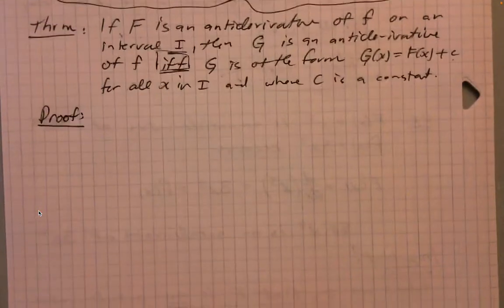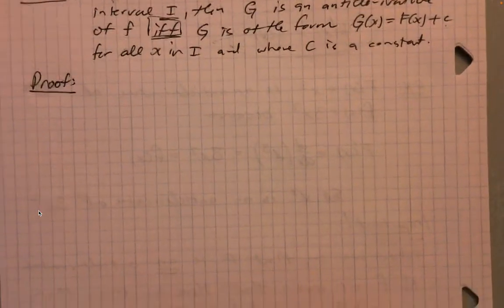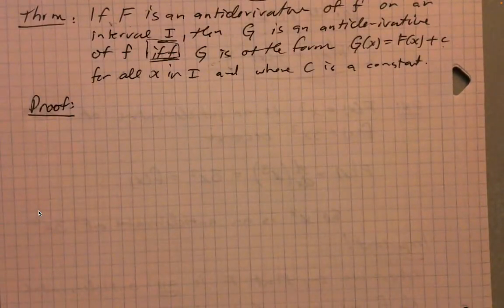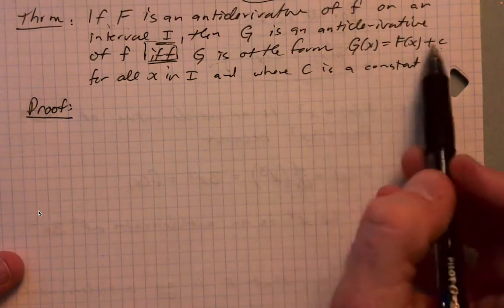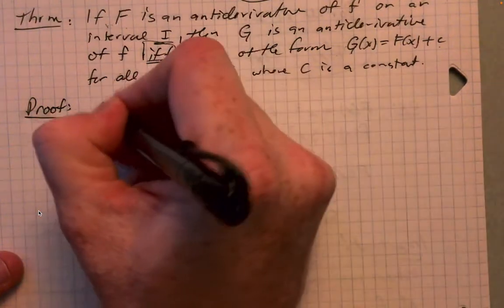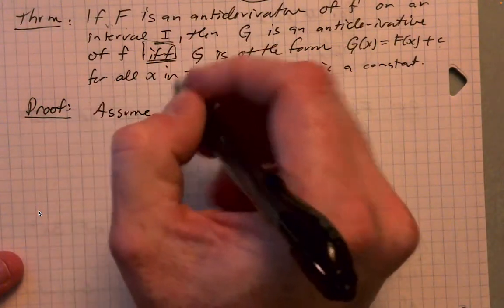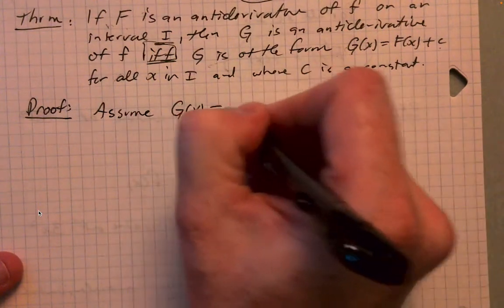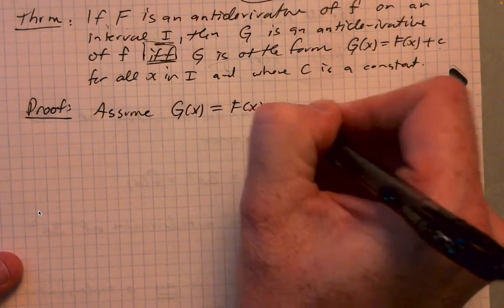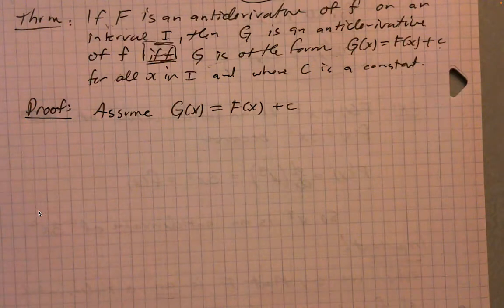Okay, let's prove this. Let's try to see that this is true. Let's work through the logic of showing that this is in fact a true statement. So we'll start by assuming this second piece. We'll assume that g of x is equal to F of x plus some constant. So it has the form of F of x plus some constant.